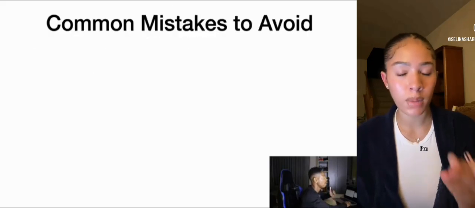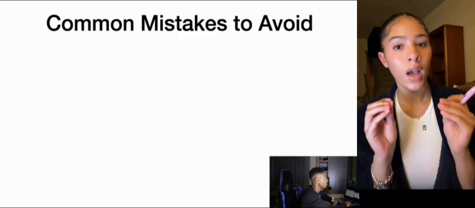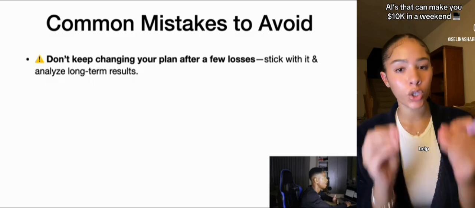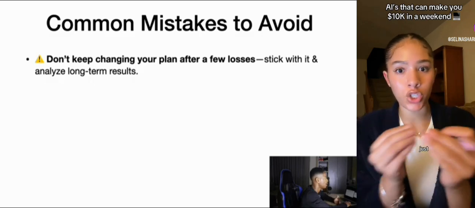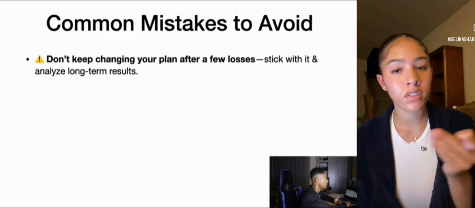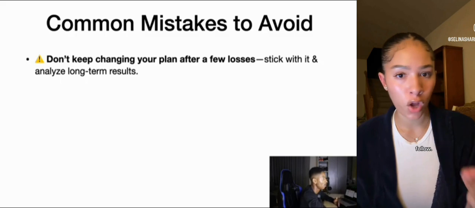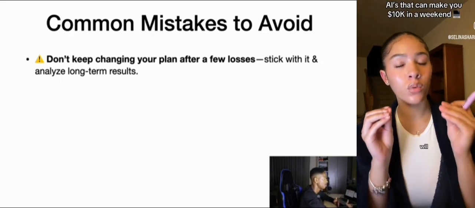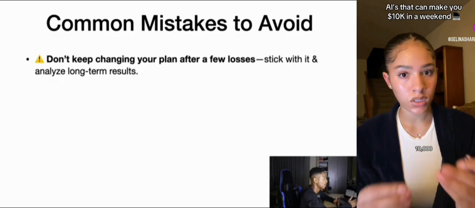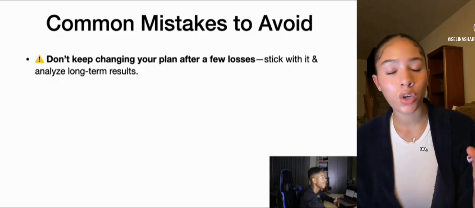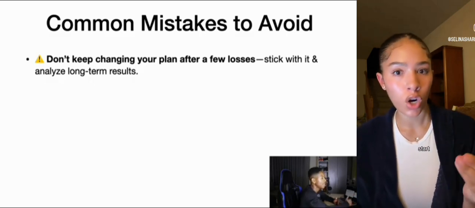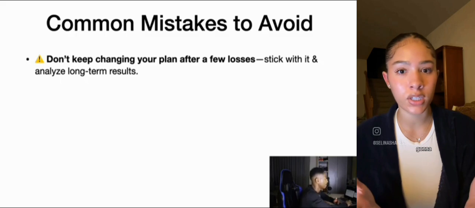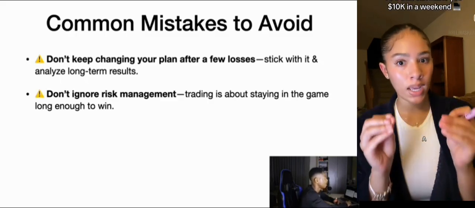So now I want us to speak about some of the common mistakes that you need to avoid. Don't keep changing your plan after a few losses. Stick with it and analyze long-term results. Most people, after they get 2-3 losses, they feel like their plan is not working. They want to change and follow someone else's plan. But that is one of the worst things that you can do. You need to be able to have enough results to be able to keep track of if it is working or not.